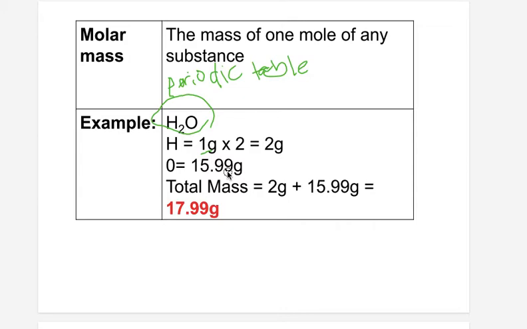However, usually with molar mass, we tend to round either at the end or not at all. It does affect the accuracy of your calculations. So if you round too early, your molar mass will not be as accurate.